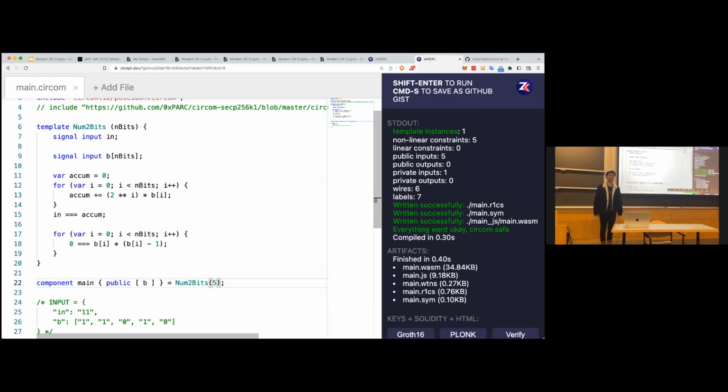Noah? I took a look at the R1CS file. It looks like it's just like a binary blob. I was just curious to what extent it's possible to decompile that, the thing that's actually getting loaded into the zero-knowledge proof, back to something that looks like Circom.